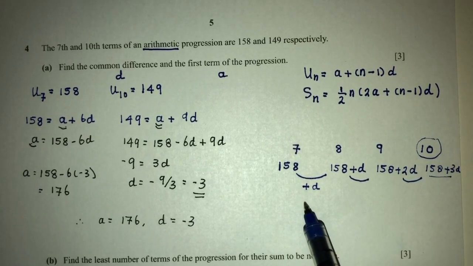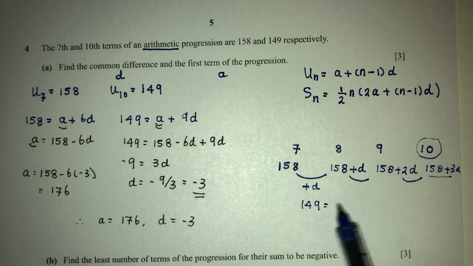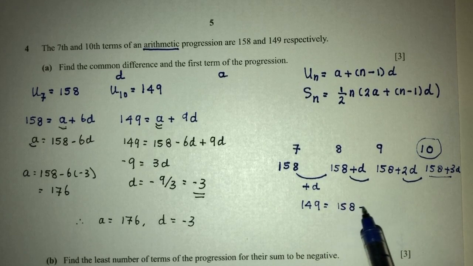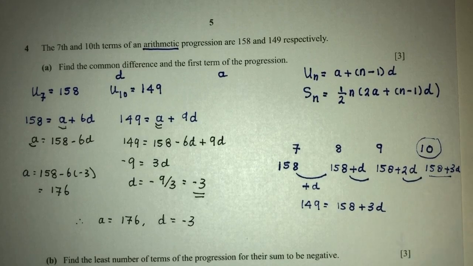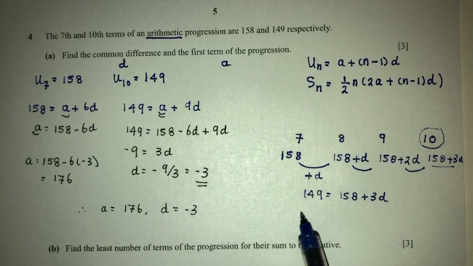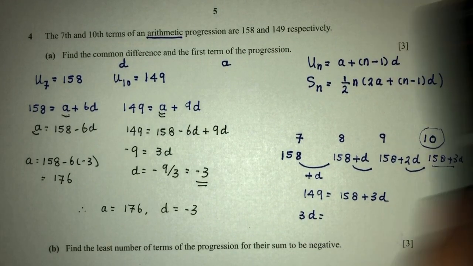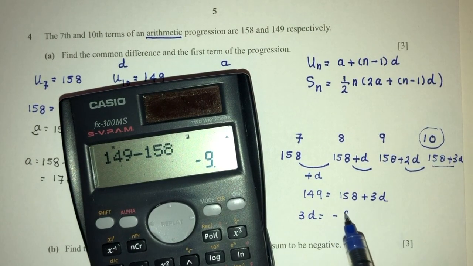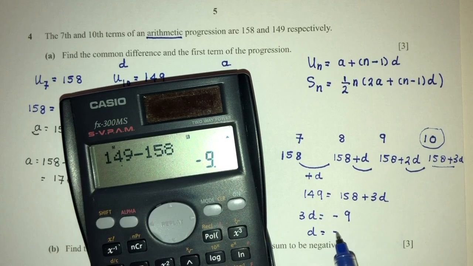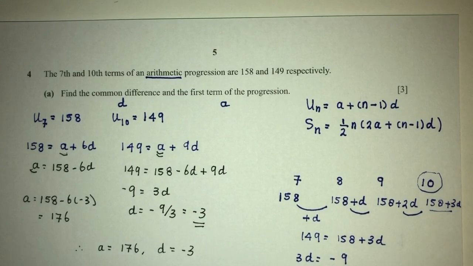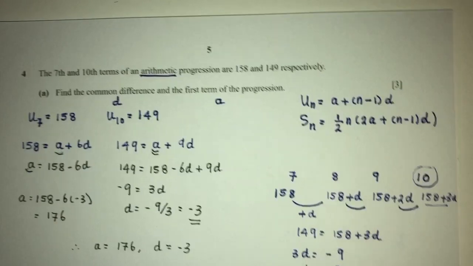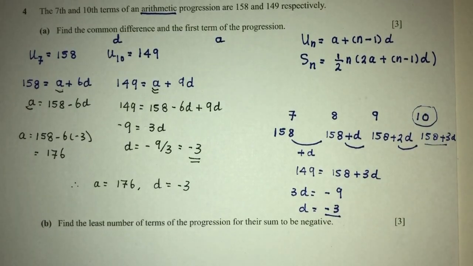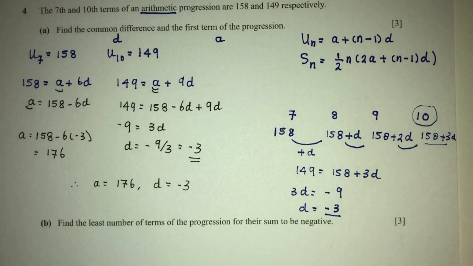We have the 10th term is 149, so 149 is equal to 158 plus 3d. Now we can solve for the value of d, so 3d will be 149 minus 158, that will be minus 9, so d will be minus 3. So when you have this, you can just replace back in one of those equations to find the value of a, and that will be the other way of doing this question. That will be part A.